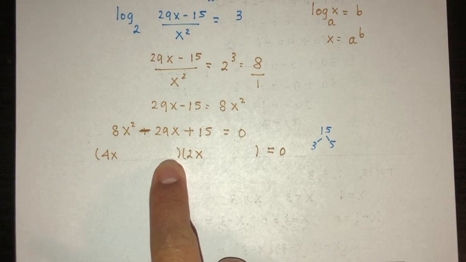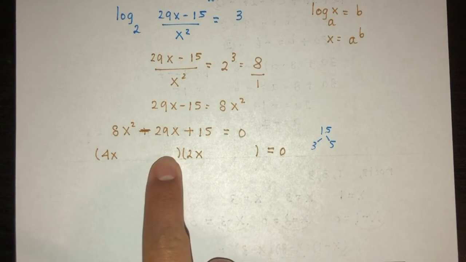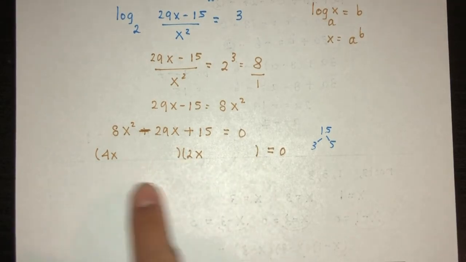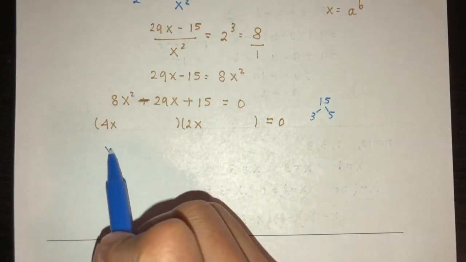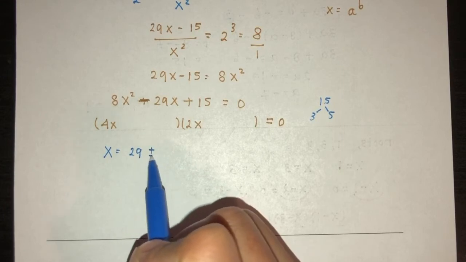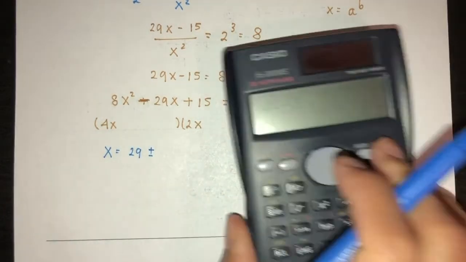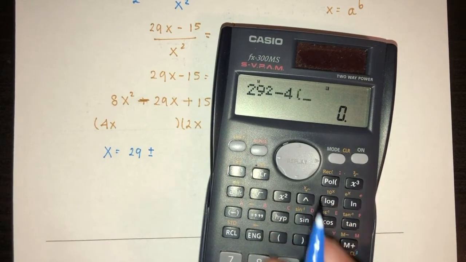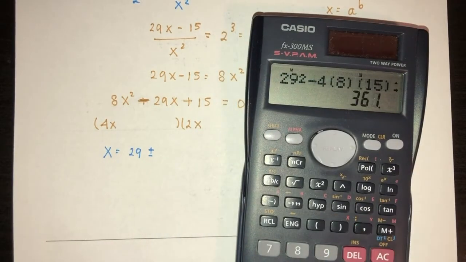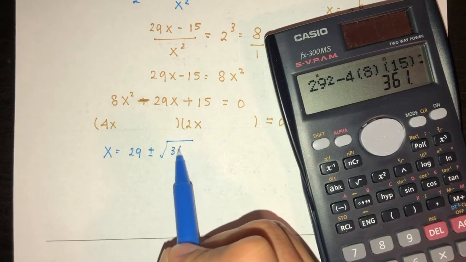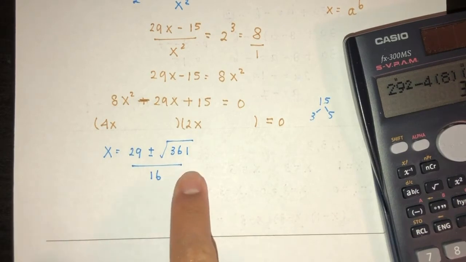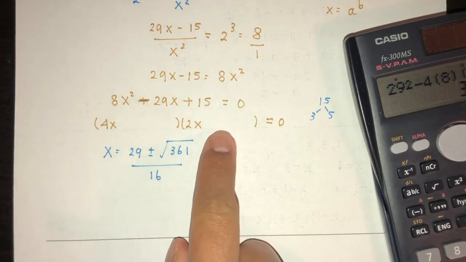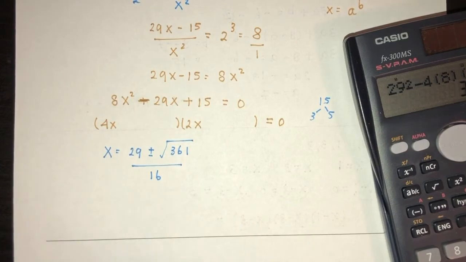Now let's see, what can we put? If you put 5 here and 3 here, that will not be enough either. So what can we do? We have to use our formula to see what happens. So x will be 29 plus minus root of 29 squared minus 4 times a times c. That will be root of 361 divided by 2a, which is 16. So it seems that we could not have simplified this to brackets. We had to use the formula to find the values of x.